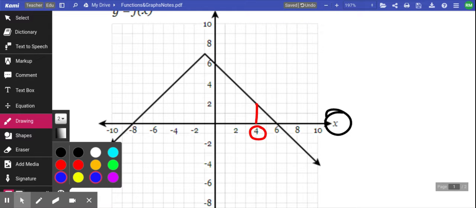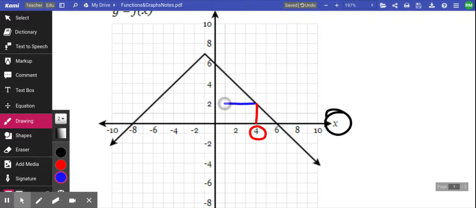And our output is going to be our y value. So is that going to be found on the x or the y-axis? On the y-axis. So once you hit the graph, you're going to go towards the y-axis. Let me see if I can draw a straighter line than that. Then you're going to go towards the y-axis. So when I input 4, what do I get out? 2. Our answer is 2.